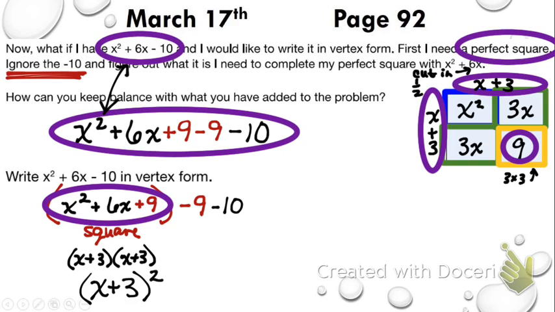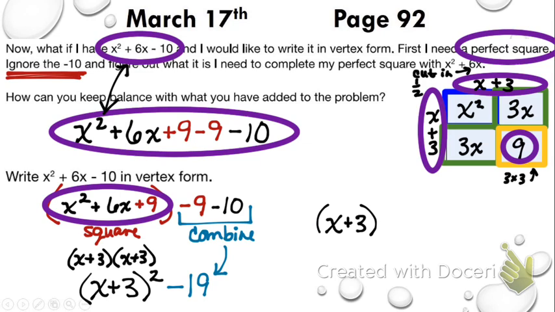Let's combine our like terms at the back. Minus 9 minus 10 is minus 19. That is vertex form. What's the vertex here? Negative 3, negative 19 would be my vertex.